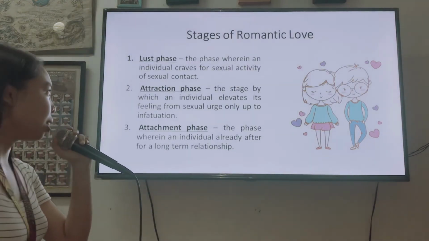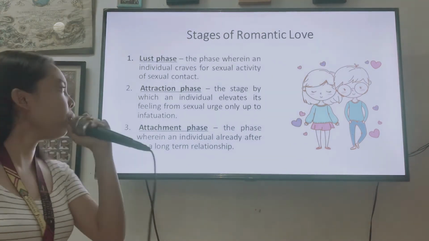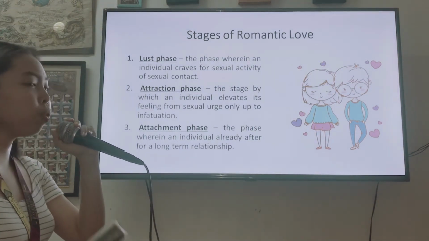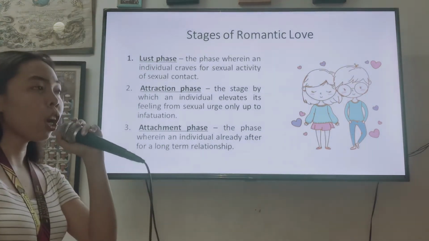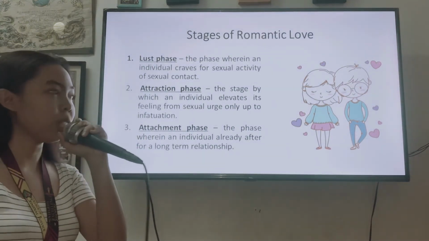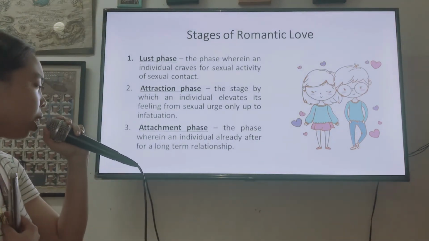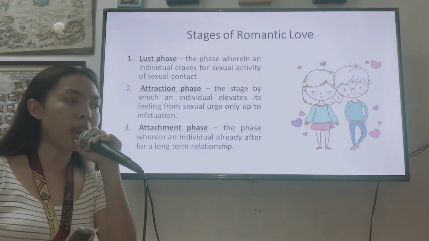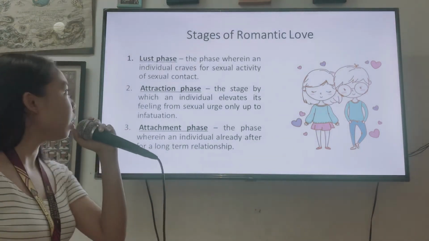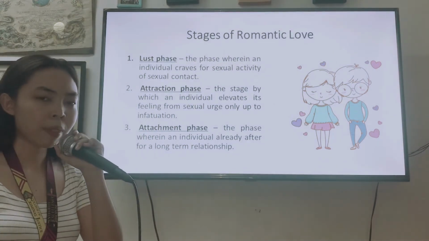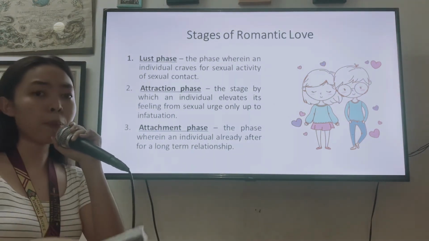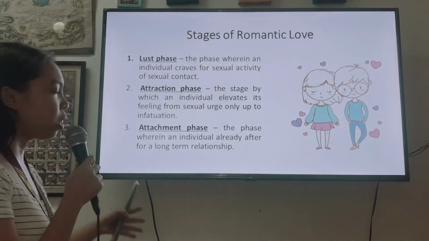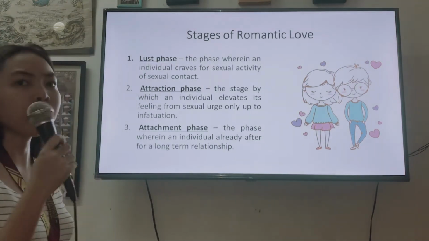Second is the attraction phase. It's the stage by which an individual elevates his feeling from sexual urge only up to infatuation, or what we call a crush. Third is the attachment phase. It is the phase where an individual is already after a long-term relationship. We could say the first is the boyfriend, the second is the attraction phase, when the man proposes to a girl to become his wife. Next is the attachment, where they want to get married and build a happy family.